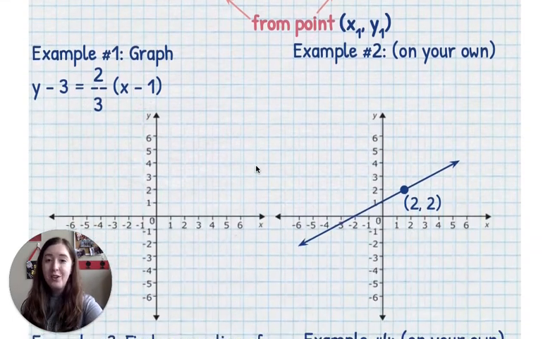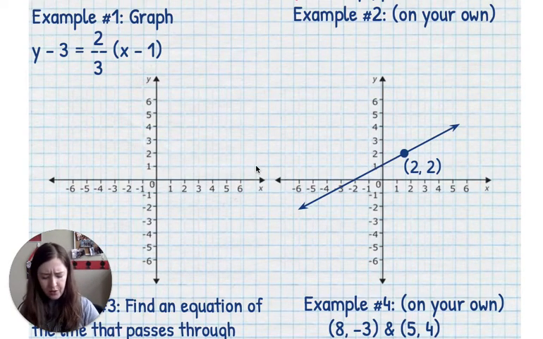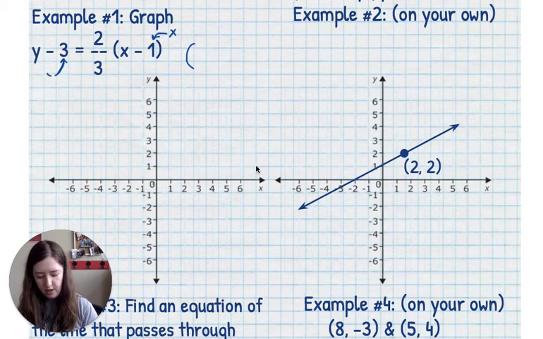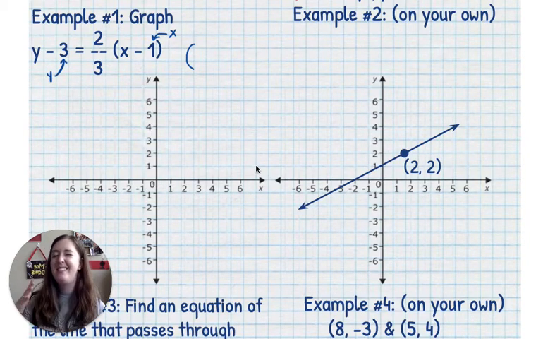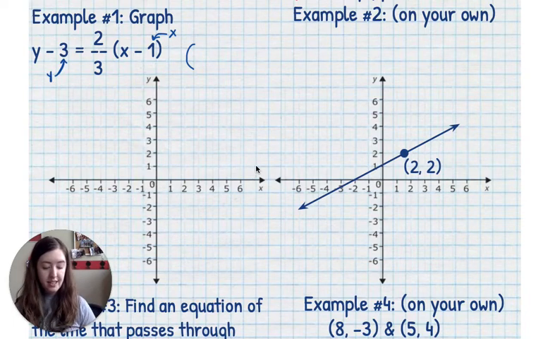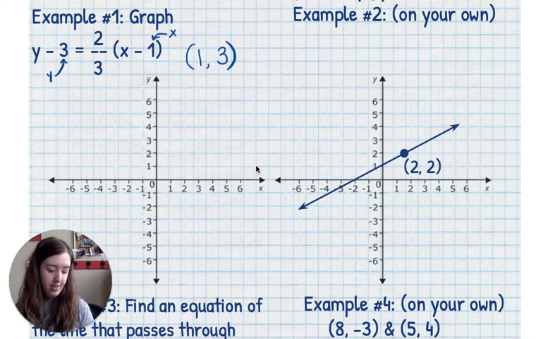So first, let's graph this line. We want to graph the line y minus 3 equals 2/3 times x minus 1. So first of all, based off of this point slope form, remember, this was the x part of my point, and this was the y part of my point. So remember, when we put these in, it's the opposite of what we want it to be. So since it's x minus 1, I'm going to have a positive 1 in there for my coordinate. And I have y minus 3, so I have a positive 3 in there for my coordinate.